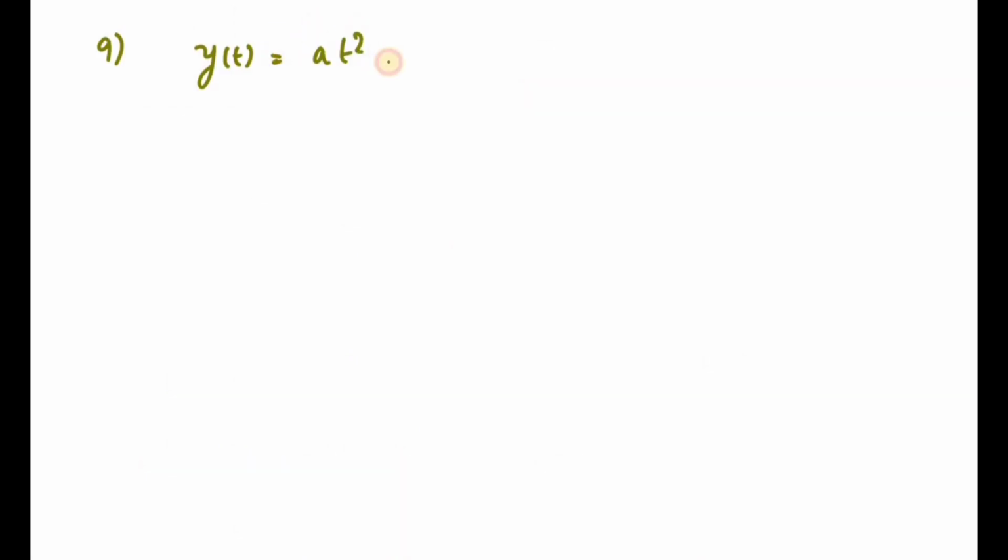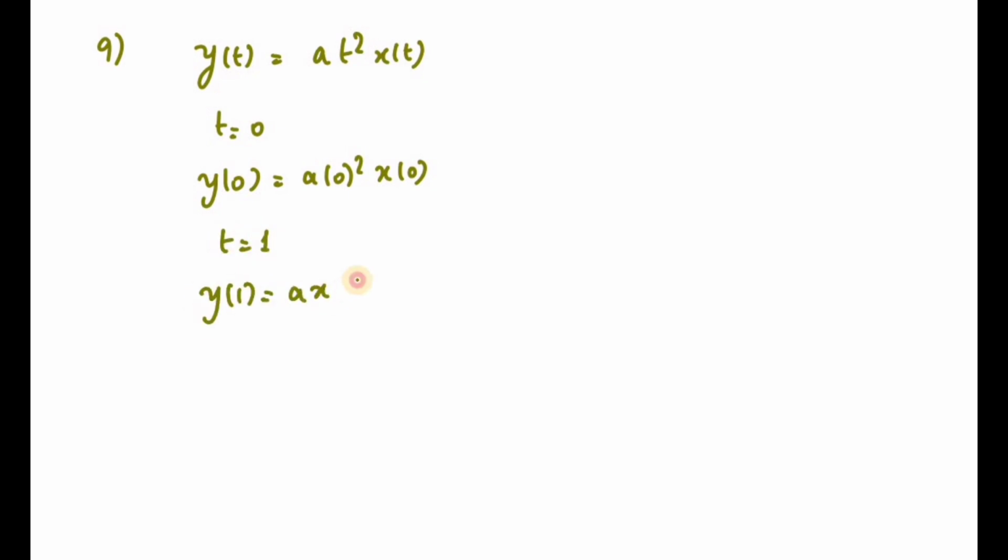Next, ninth problem, y of t is equal to a t square x of t. If I substitute t is equal to 0, y of 0 is equal to a 0 square x of 0. If I substitute t is equal to 1, y of 1 is equal to a x of 1. For t is equal to minus 1, y of minus 1 is equal to a x of minus 1. So it is a memoryless system or static system.